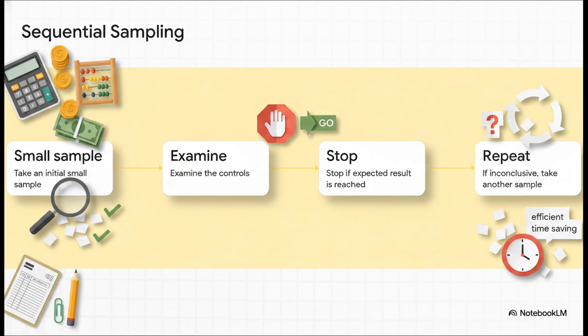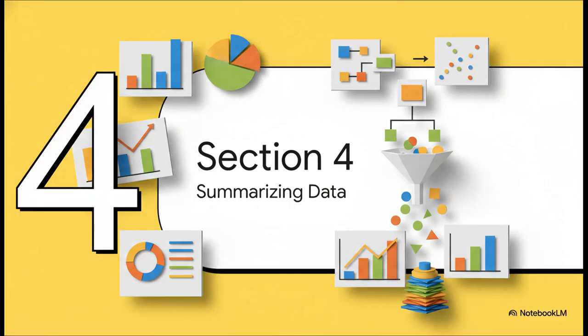It's brilliant in its simplicity. You take an initial small sample, you examine the controls, and if you immediately reach your expected conclusion about error rates, you literally just stop. Done. But if the results are kind of inconclusive, then you go ahead and pull another sample. It is wildly efficient and saves auditors a massive amount of time. All right, Section 4, Summarizing and Visualizing Data.